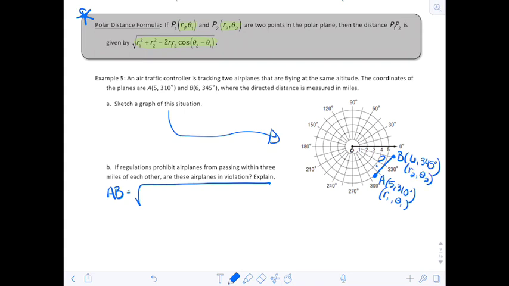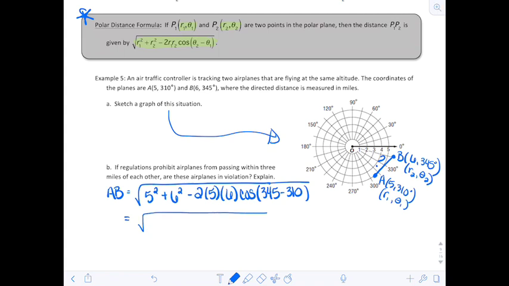And from here, we're going to plug into our formula. So I'm going to get R1 squared, which is 5 squared, plus R2 squared, which is 6 squared, minus 2 times R1, which is 5, times R2, which is 6, times the cosine of theta 2, which is 345, minus 310, theta 1. Okay, you can go right to the calculator. I'm going to simplify this with a little mental math first. That's less that we would have to plug in and less room for errors punching in the numbers.